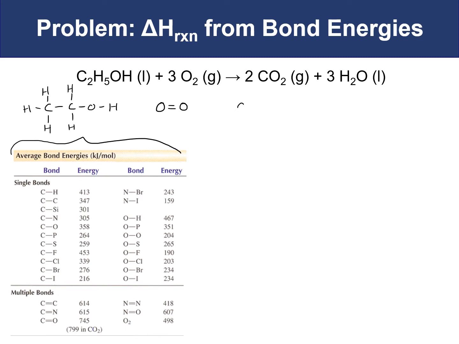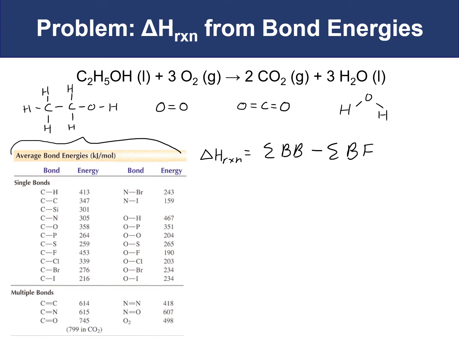Carbon dioxide would be oxygen double bound to carbon, double bound to oxygen. And then water would be hydrogen, oxygen, hydrogen. Okay, so our equation was the enthalpy of reaction is equal to the sum of the bonds broken, I'm going to put BB for bonds broken, minus the sum of the bonds formed. Okay, so what we need to do is write out all the different bonds that are broken and all the different bonds that are formed.